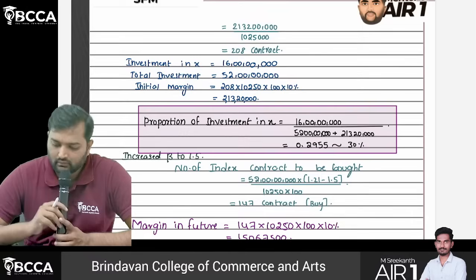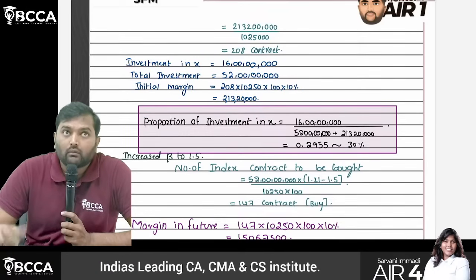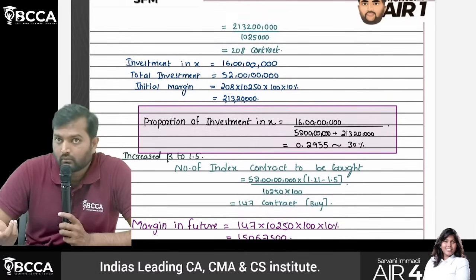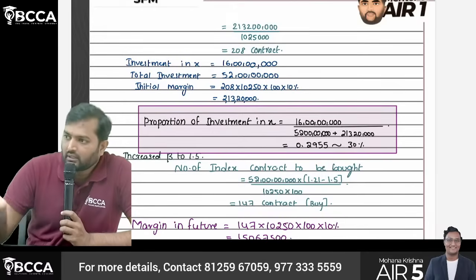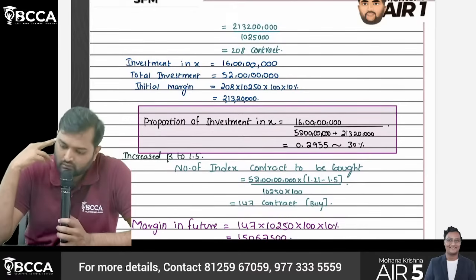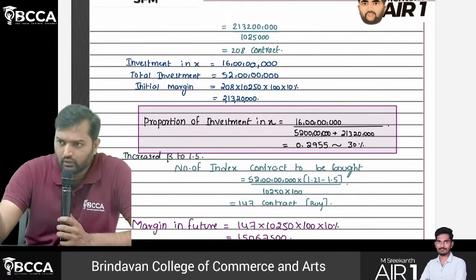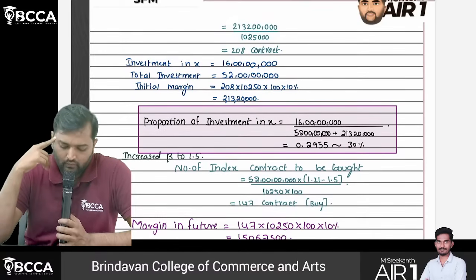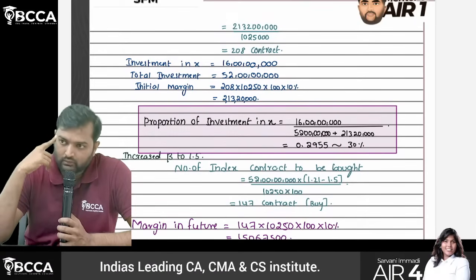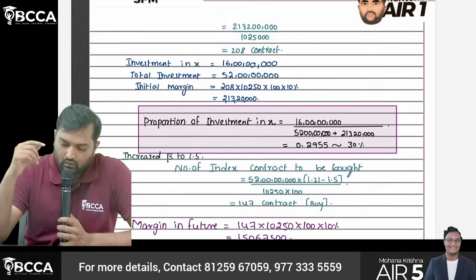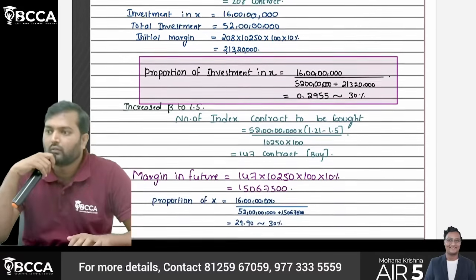Why do we have to buy? Simple. Because the beta has to be increased, or else you will get a negative number. Negative means you have to buy. So 52 crores into existing beta 1.21 minus target beta 1.5, divided by value of one contract. How many contracts? 147 contracts.